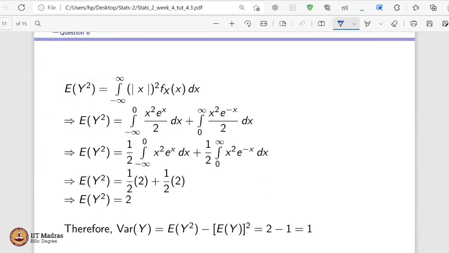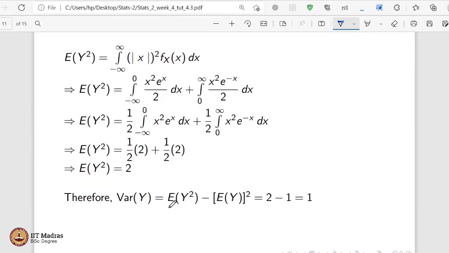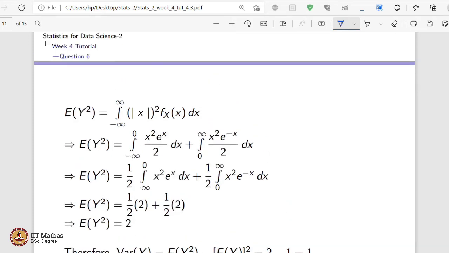Now we have to calculate the variance. How do we generally calculate the variance? Variance can be calculated as expectation of y square minus the whole square of expectation of y. This value we already have as 1, so we have to calculate the expectation of y square. Simply we take y square everywhere in place of y. What is y? Mod of x. So we can represent it as mod of x square, because we have to calculate the expectation of y square. So we write mod of x square times the PDF of x.